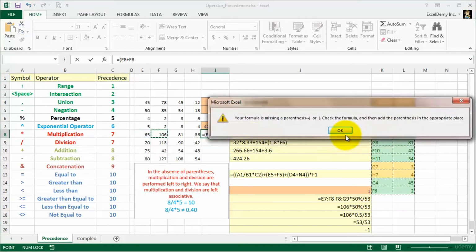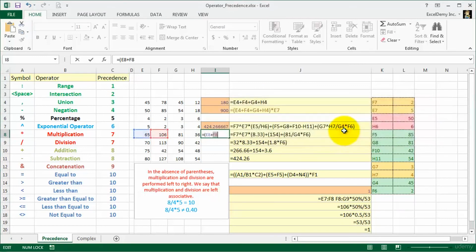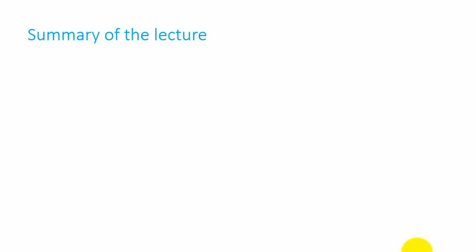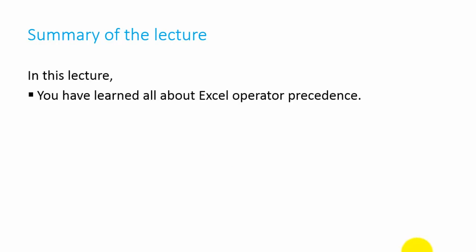So this is how you can use operator precedence in Excel formulas. These are the key takeaways from this lecture. You will get the downloadable copy of it with the exercise files and also in the lecture resources window. This summary will help you to grasp the overall discussion of the video, print it or use it in your own way. Summary of the lecture. In this video lecture, you have learned all about Excel operator precedence.